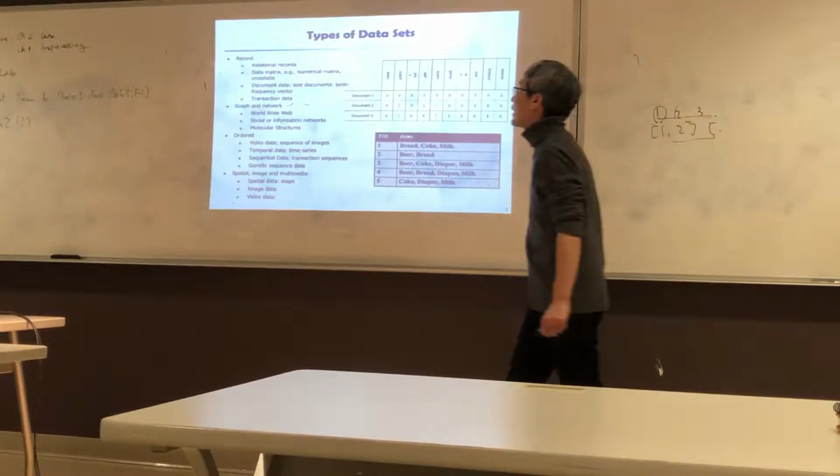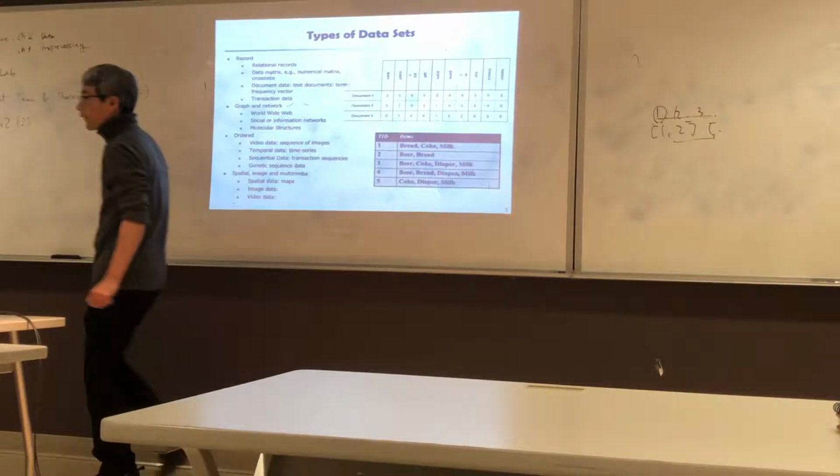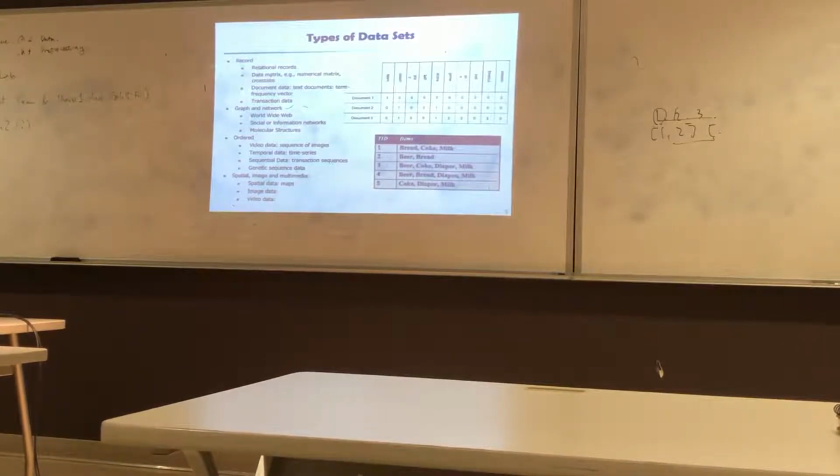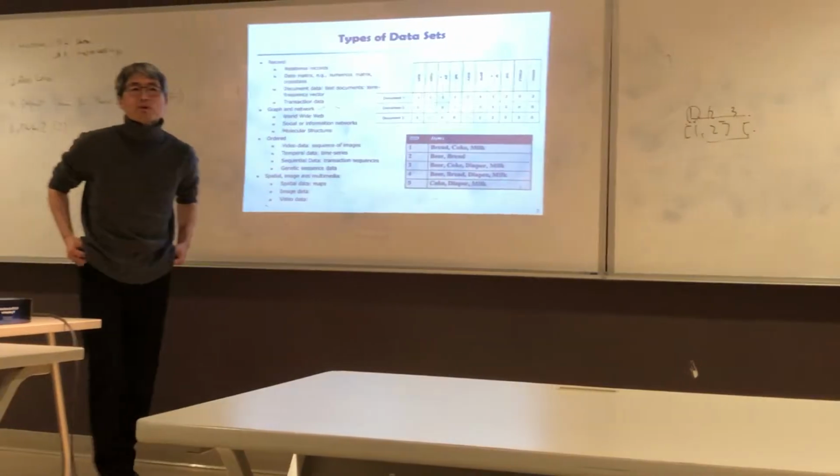Also, data may have a graph structure. This is very important nowadays because of social media data: Facebook, Twitter, Instagram, and others. So what is the most important part of social media data? On a social media website, what is the most important thing?